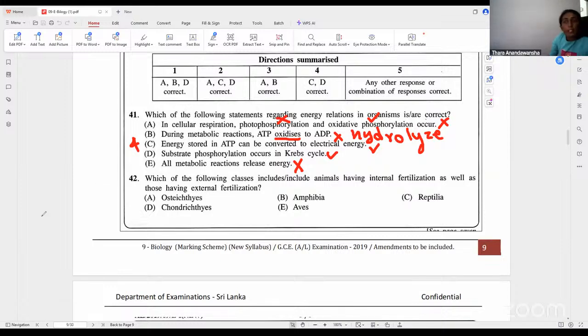Next one. Which of the following classes include animals having internal fertilization as well as those having external fertilization?